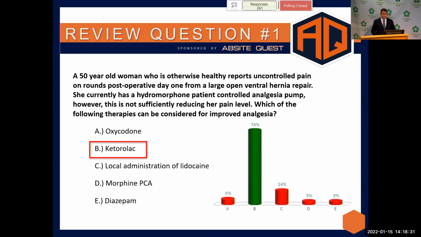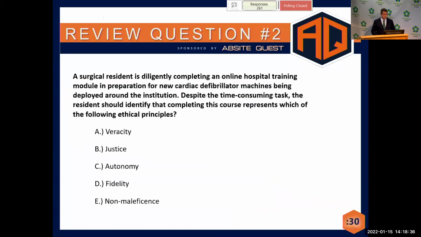Please never give a benzo for pain, right? It has no analgesic effect. So E would be an easy one to cross out.